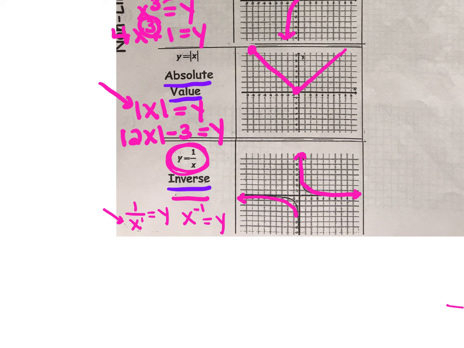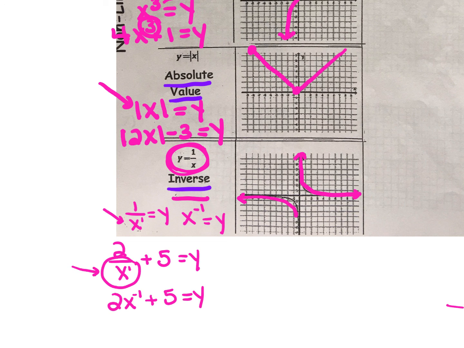Now, it can be more complex than what's given. For example, 2 over x to the first power plus 5 equals y. It's a little bit more complicated than the parent function, but it has that key characteristic here, that x in the denominator. It can also be written 2 times x to the negative first power plus 5 equals y.